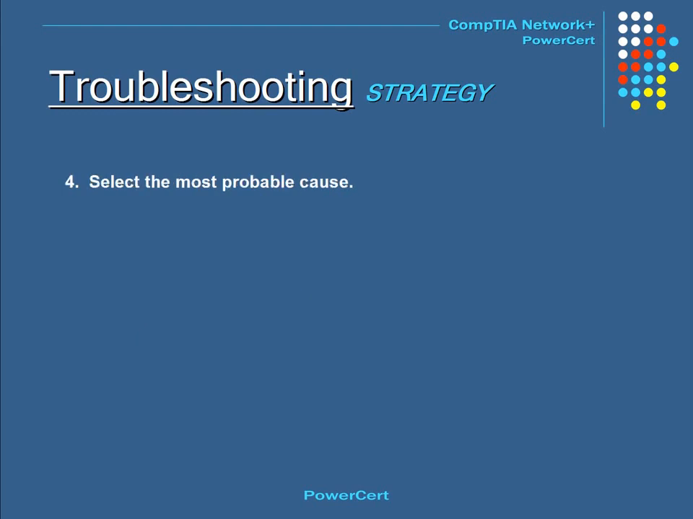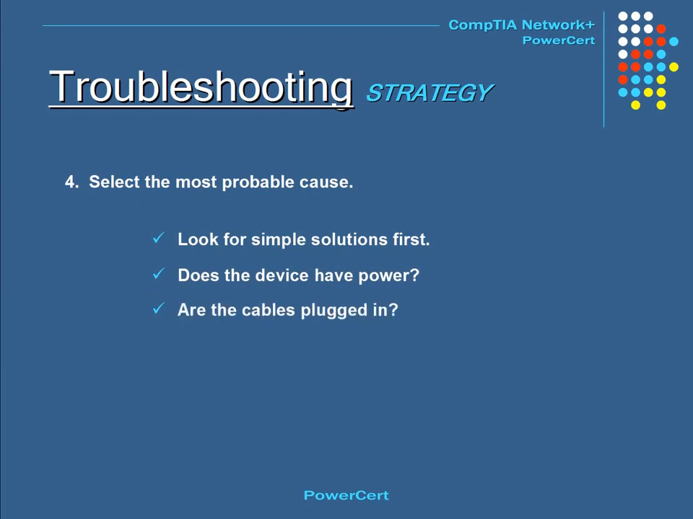And the next step is to select the most probable cause. So try to keep this step simple. Always look for the simple and the obvious solutions before digging deeper. For example, see if the computer or device is even turned on. Check to see if the cables are plugged in. Check the simple LEDs, and you'll be amazed how the simplest solutions will fix most network problems.